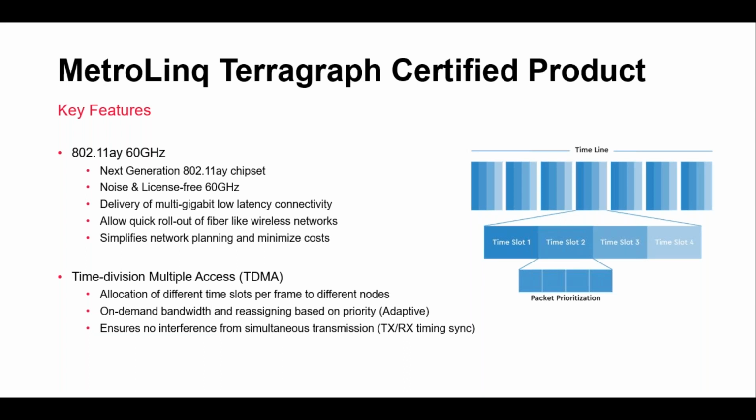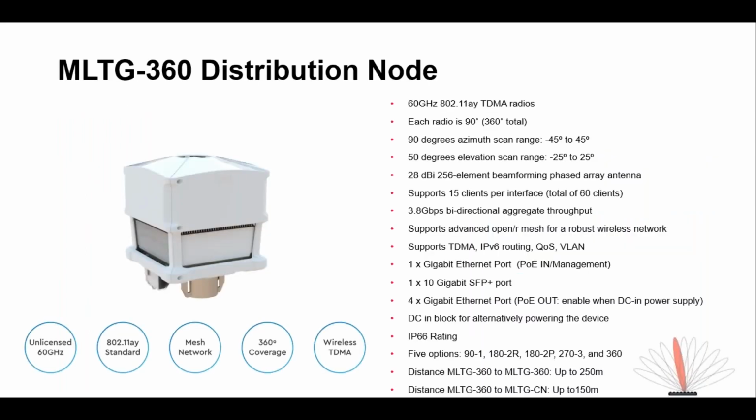So the TDMA has time slots. There are some advantages to that. One of them is that you can now use the same channel across the entire network. So whether, let's say, our distribution node with multiple radios in it, they could all be on the same channel now because the TX and RX timing are in sync.